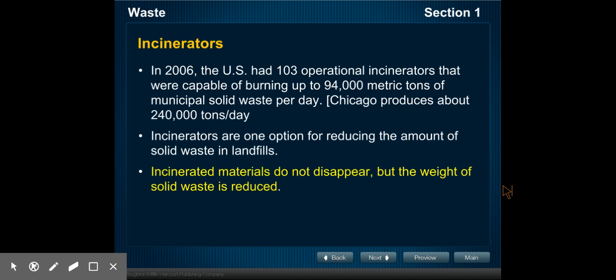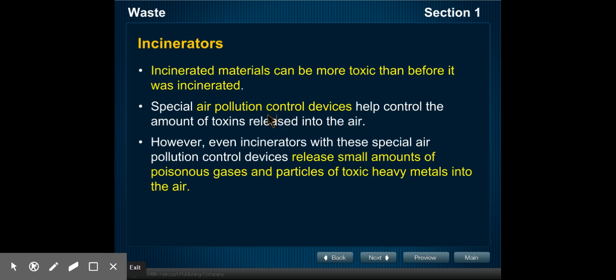So if we hope that this is going to be part of our solution to our problems, we need a lot better incineration facilities. One of the problems with incinerators is, it reduces the amount of solid waste, but it still doesn't disappear. The ashes have to be buried, and there could be pollutants that are put into the air as a result of the incineration process. So they can become more toxic than they were before.